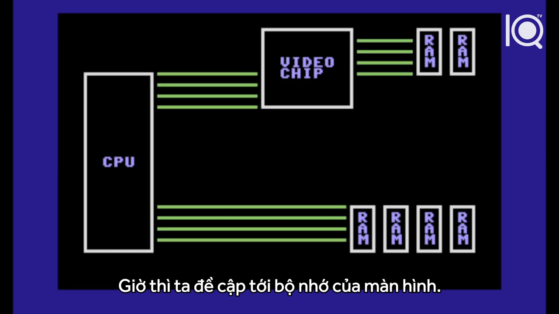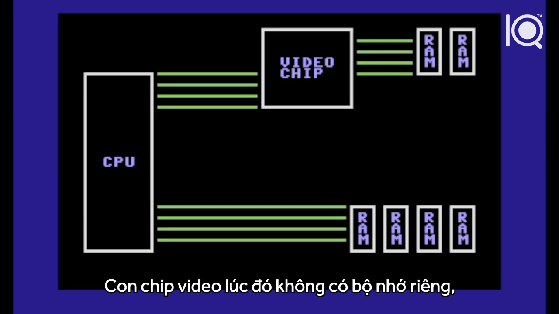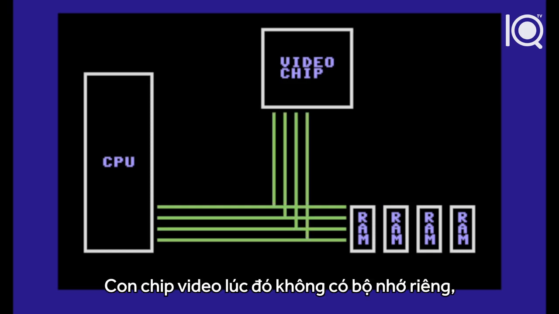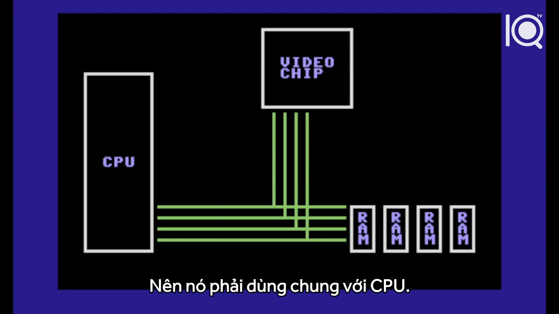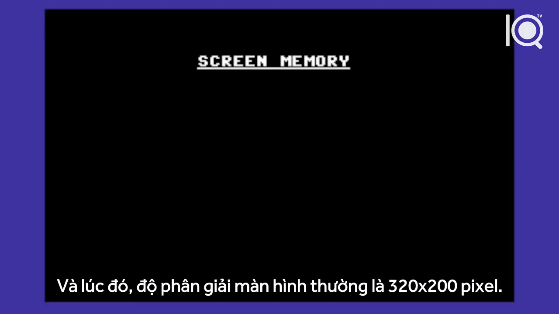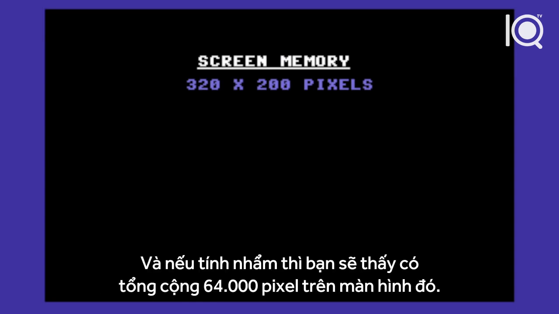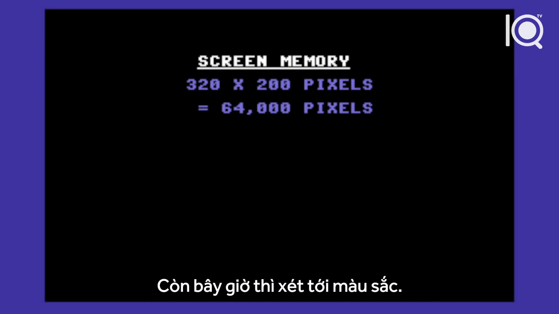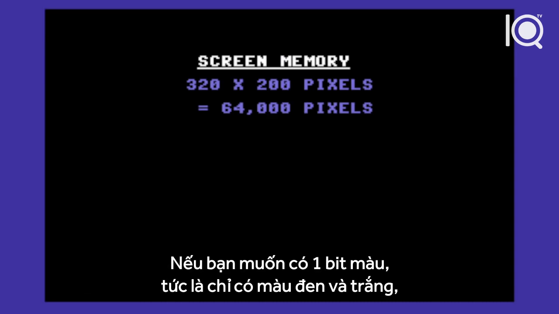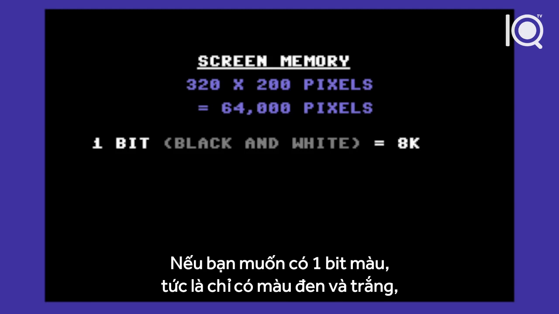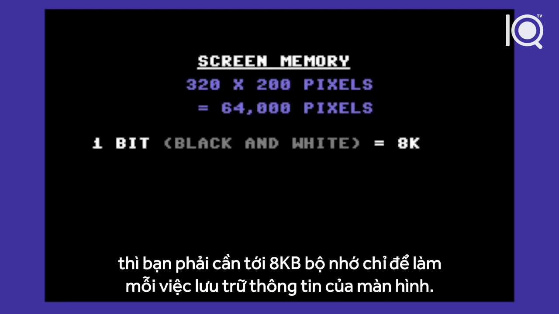Now, let's talk about screen memory. The video chip back then didn't have its own bank of memory, so it had to share with the CPU. A typical screen resolution was 320 by 200 pixels, and if you do the math, you'll see there are 64,000 pixels on the screen. Now, let's talk about color. If you just wanted 1-bit color, which is essentially black and white, then you would need 8 kilobytes of memory just to hold the screen information.